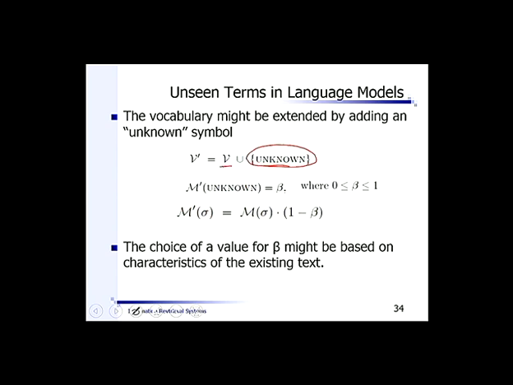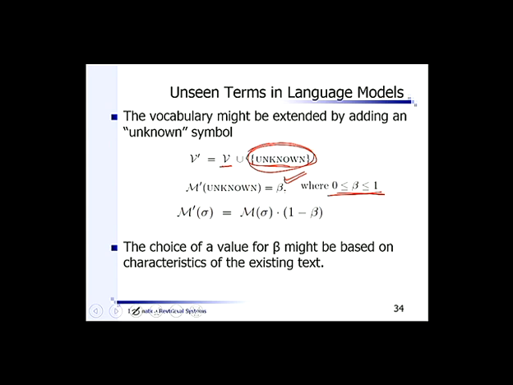So we add the unknown symbol to the vocabulary and we assign this unknown symbol a particular probability. I call it beta. Beta can be anything between 0 and 1. It depends on your own choice. Okay, you can define any value for beta. Now we revise all the probabilities of the existing terms in the document collection. And any term which does not appear in the language model will be assigned this probability, so we will never get 0.